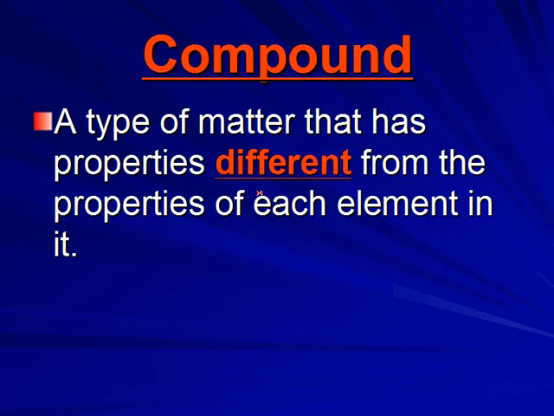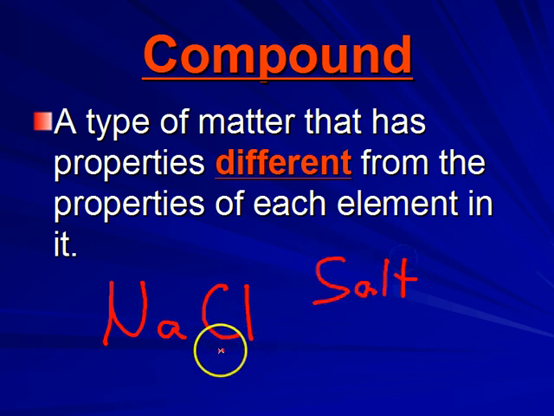A compound is a type of matter that has properties different from the properties of each element in it. A really good example of this is NaCl. Anybody know what that is? That's salt, table salt. If we looked at sodium on a periodic table, it's a solid. If you put pure sodium in water, it'd explode. It's very unstable. Chlorine is a gas. You put these two together, they form a solid called salt, which our bodies actually need in order to survive.